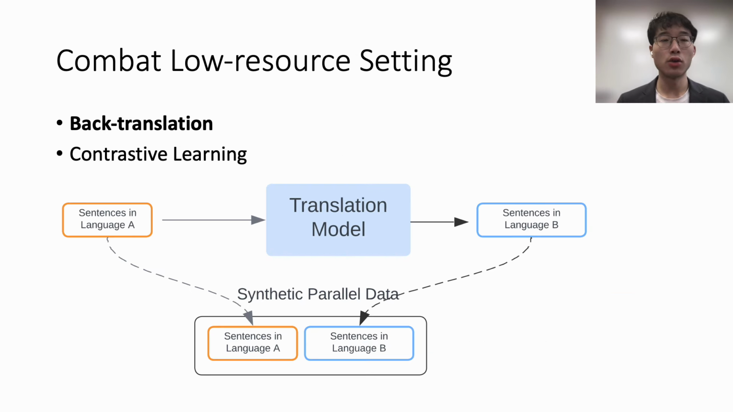Now to combat the low resource settings, in our case, we use two strategies. The first is back translation, which is also a very commonly used method to augment data in machine translation community. And using that method, we can augment the monolingual data for the low resource source language into a parallel corpus and use that to train our encoders.